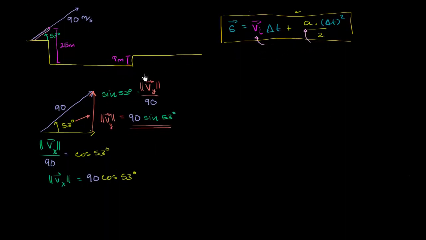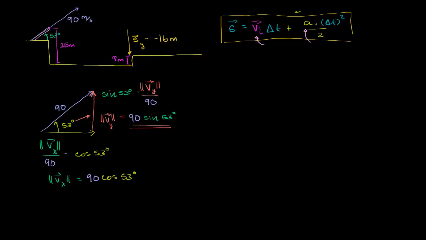So how do we use this to figure out how long we're in the air? What is the displacement? We're starting at 25 meters high, and we're going to 9 meters high. So while this thing is traveling, it will be displaced downwards 16 meters. Another way to think about it is our displacement in the vertical direction is going to be equal to negative 16 meters. Let me write that a little bit bigger. Negative 16 meters, right? Because 25 minus 9 is 16.